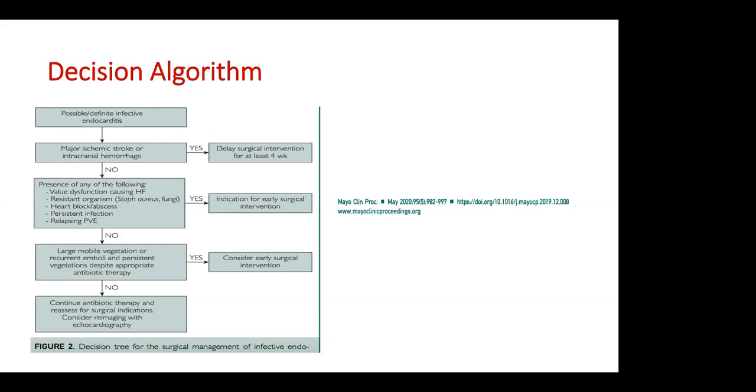If he doesn't have a major stroke, then you look for class 1 indications for intervention, the same ones that were mentioned in the indications for surgery: valve dysfunction leading to congestive heart failure, resistant organisms like Staph aureus or fungi, heart block, abscesses, persistent infection, and relapsing prosthetic valve endocarditis. If these are present, indications for early surgery are there.